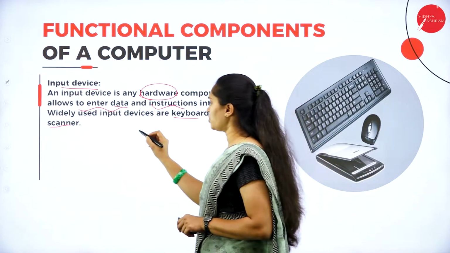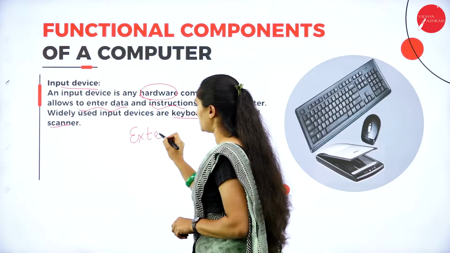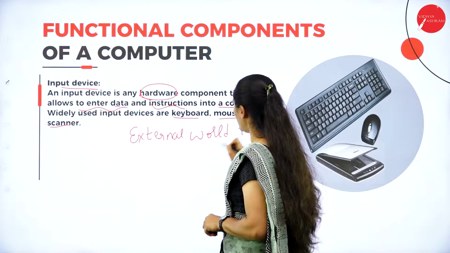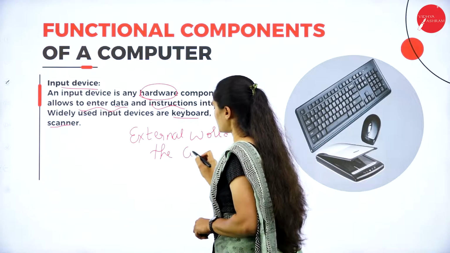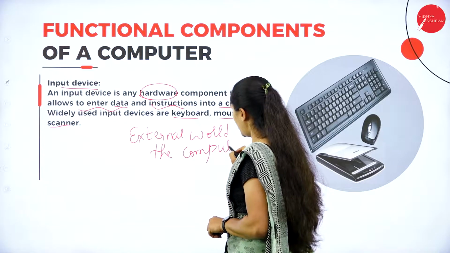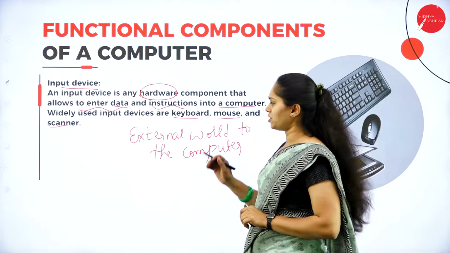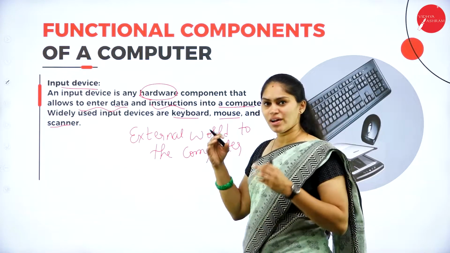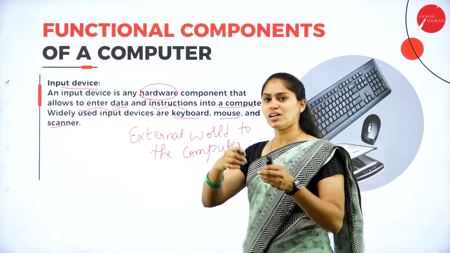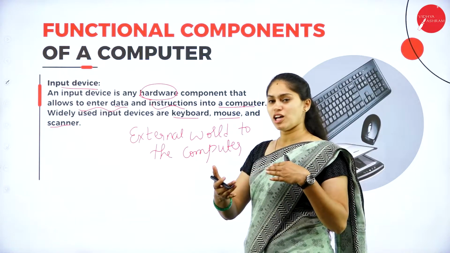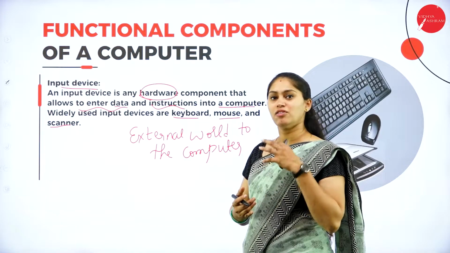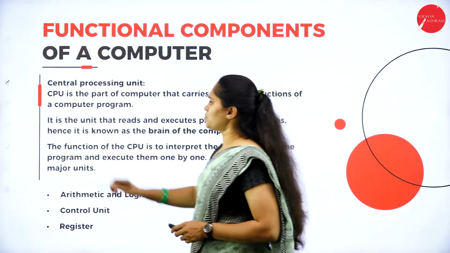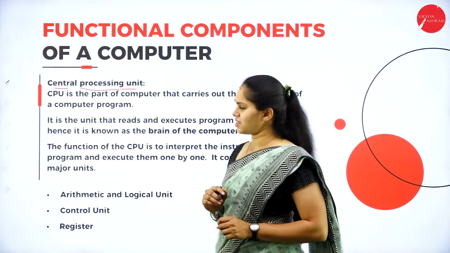Mainly this will connect the external world to the computer, right? Why? Because with the help of this input device, we are giving data and instructions as input to the computer. That is why it is building a connection between the external world and the computer. But when it comes to the output, that is building a relationship from the computer to the external world. Okay. We'll see the next component, that is the CPU, in short the central processing unit.